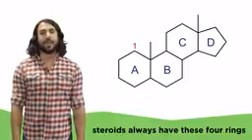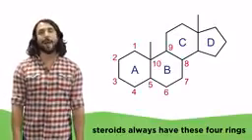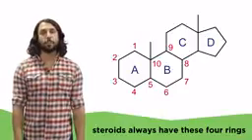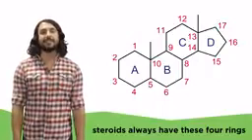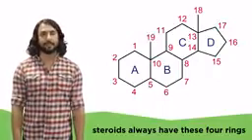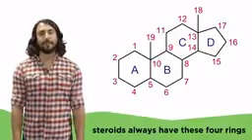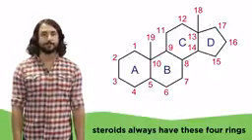This is carbon 1, and numbers 1 through 10 will wrap around rings A and B this way. Then carbon 11 jumps over to ring C, and we wrap around rings C and D, lastly numbering these 2 methyl groups like this. All the steroids we examine will be based on this structure.